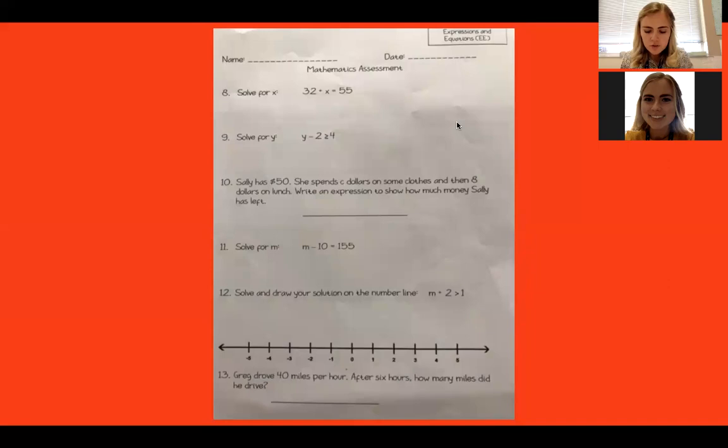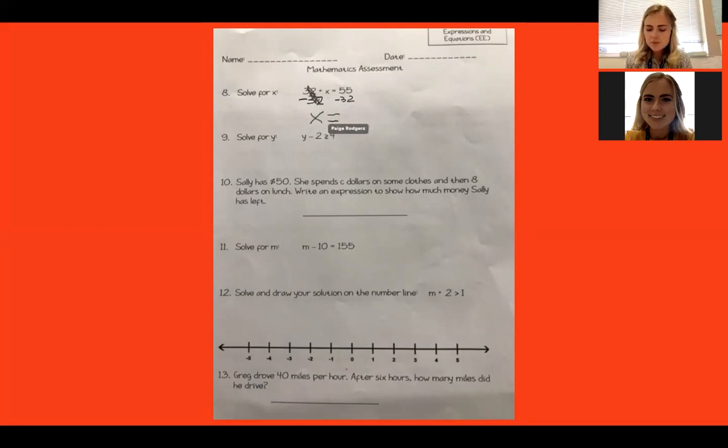Question 8. Solve for x when 32 plus x equals 55. So I go through the steps. I identify the variable. The variable is x. What is with the variable is plus 32. So I'm going to do the opposite of plus 32 so x is all by itself. So opposite of plus 32 would be minus 32. And I would subtract 32 on both sides of my equation. 32 minus 32 gives us 0. So that crosses out. And then I have x all by itself.